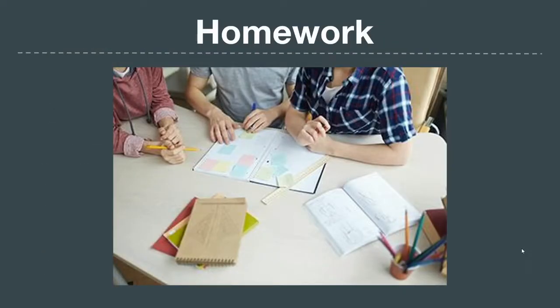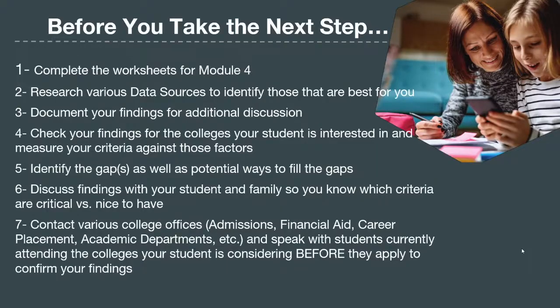As always, we always talk about homework, so let's see what we have here. Please complete the worksheets in Module 4. And basically what you're going to be doing, we'll look at them in a second, is taking the criteria you've already identified as critical, and then you're going to identify which data sources out there help you to confirm and get further information on those criteria.